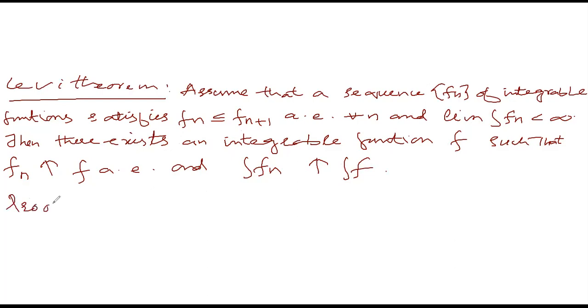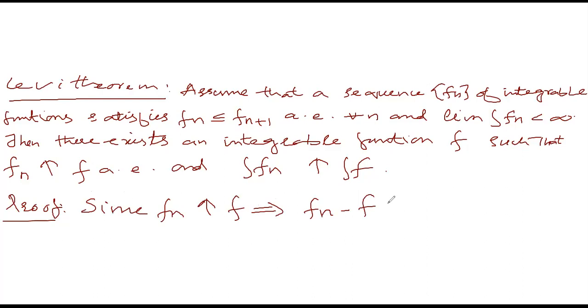Proof. Since fn increases to f, fn minus f1 is an increasing sequence, so fn minus f1 is greater or equal to 0. That means fn is always greater or equal to f1 for all n greater or equal to 1. So therefore we can assume that our sequence is non-negative.